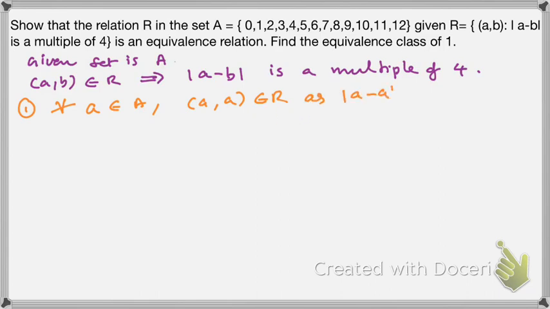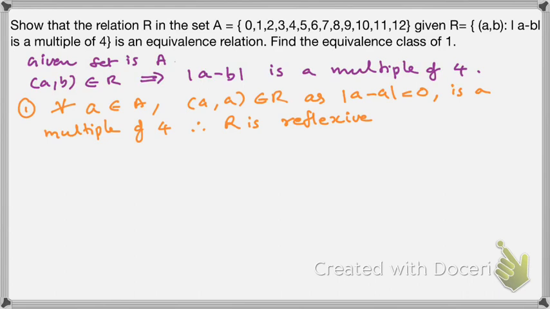Now how do I justify? Modulus of A minus A is 0, which is definitely a multiple of 4. Therefore, the statement which I made there is justified. Modulus of A minus A is 0, therefore A is related to itself. Therefore, R is reflexive.